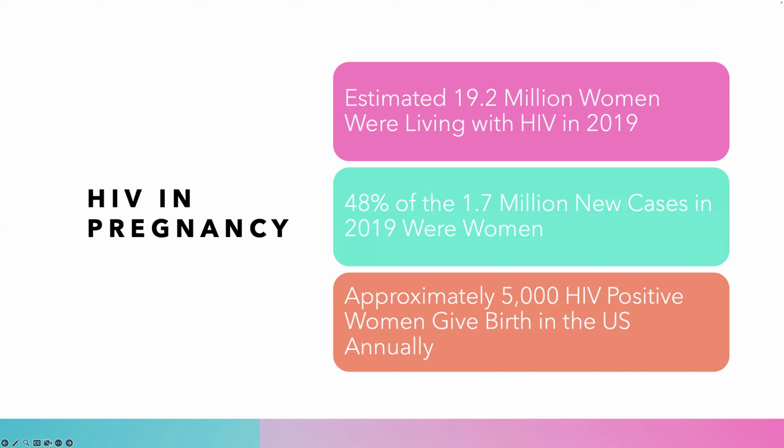HIV and pregnancy. So this is older data, but it's the most recent data that I can find from the CDC. It's estimated that 19.2 million women were living with HIV in 2019. About 48% of the new cases in 2019 were women, and approximately 5,000 HIV positive women give birth in the United States annually.